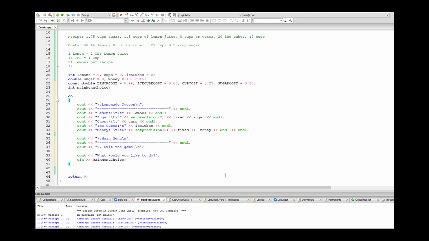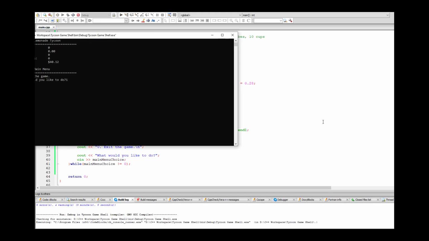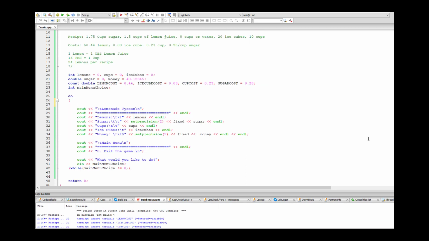And then we're going to say while main menu choice does not equal 0. When I show you what happens here, we got what would you like to do? 1. You see it went back to the game loop. 2, 3. Now we got the menu constantly scrolling up, and I don't really like that. So I am going to use system CLS to clear the screen.